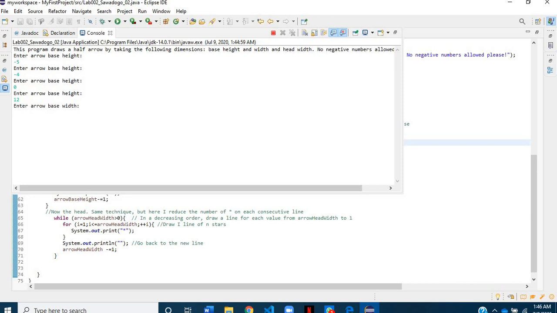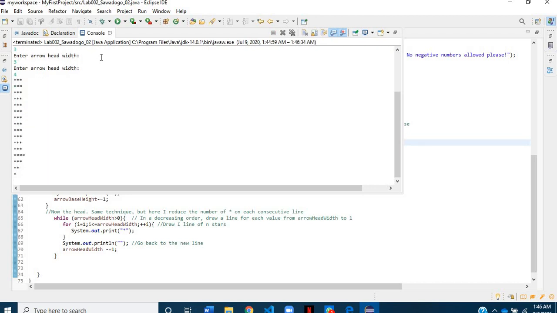So now width, say 3. And the last thing I took care of was the width. The head width should be bigger than the base width. So let's try 3 and 3. Enter. So it asks me again, until I get something bigger, like 4, that it draws the arrow for me. So now let's go back to the code and see what's happening.